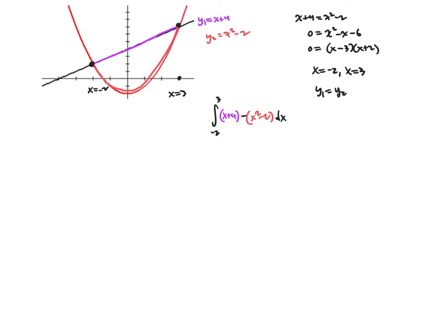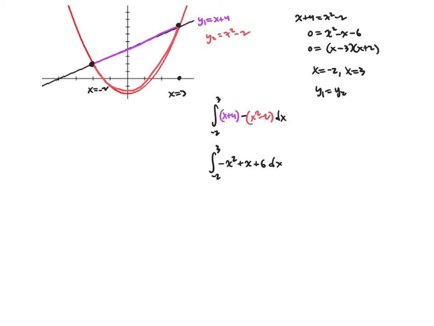Now, the biggest mistake of any calc student that I've seen at this point is this: you've done the hard work, now you just have to make sure the algebra is good. So this would be negative x squared, and then plus x, and then plus 6, dx.